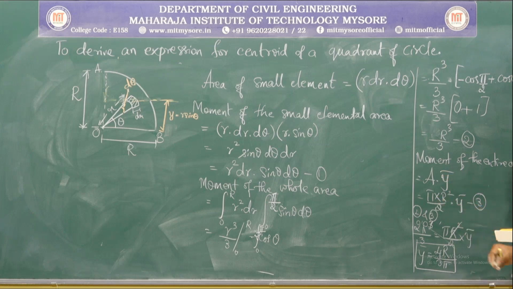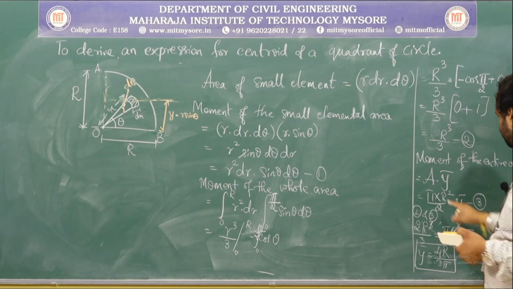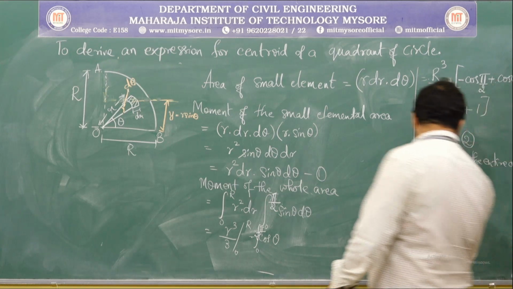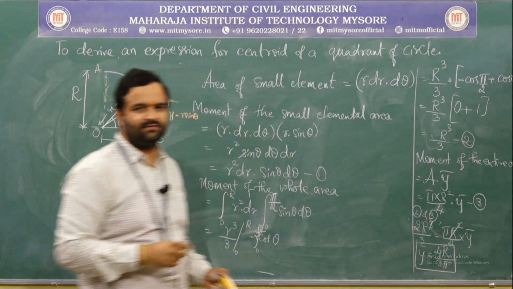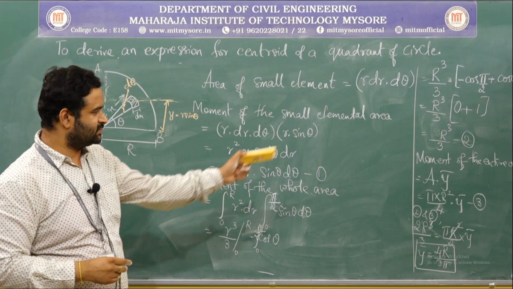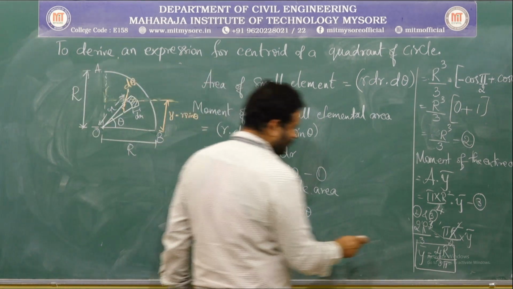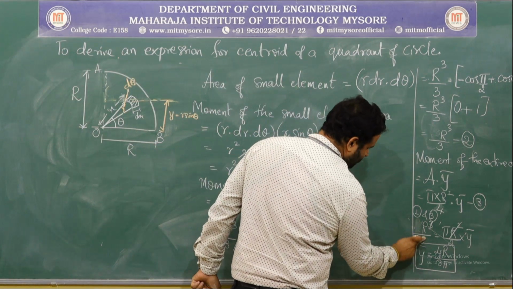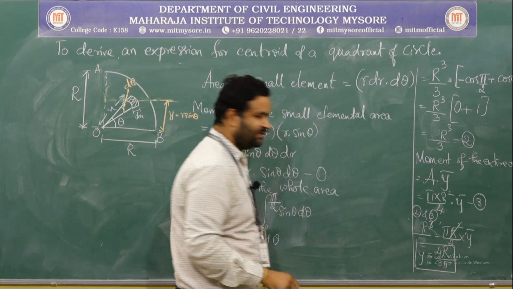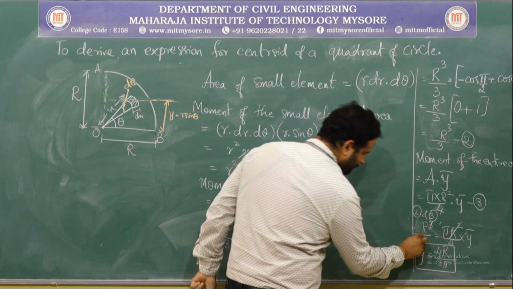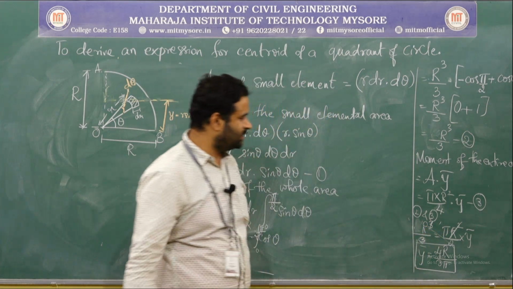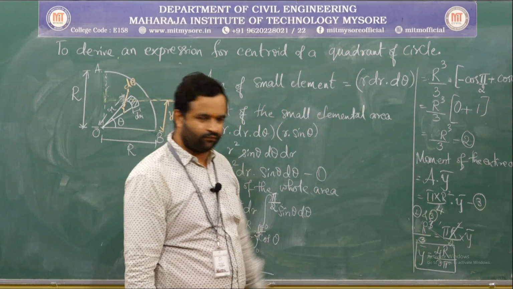What is the area of a quadrant of a circle? It is not pi R square by 2. It should be pi R square by 4. That is half of the area of the semicircle, pi R square by 4. And you have to write the same thing in the next equation as well. So equation 2 is R cube by 3, and equation 3 is pi R square by 4.